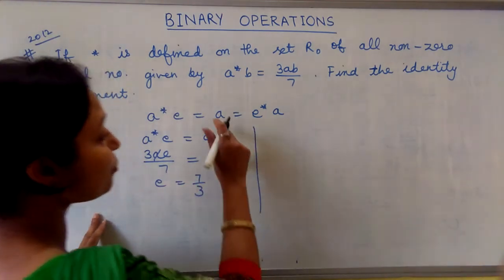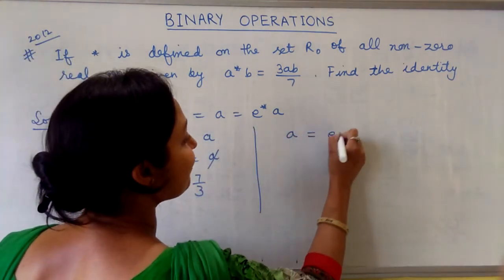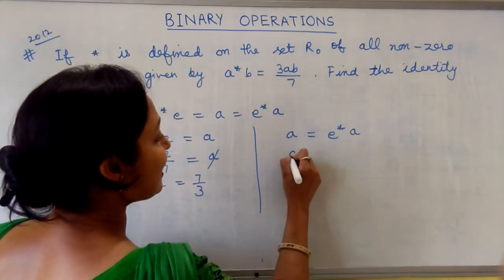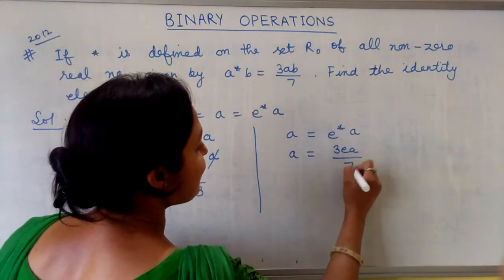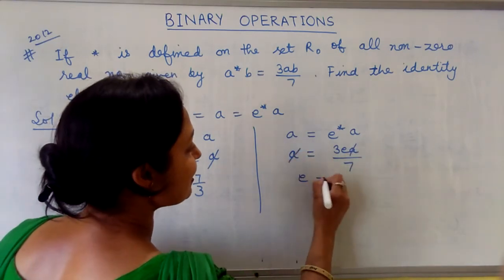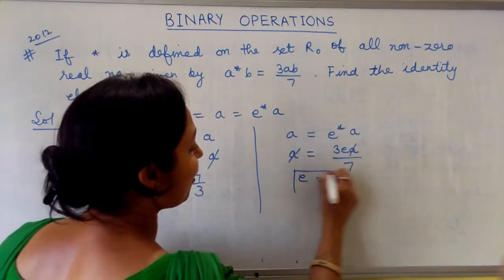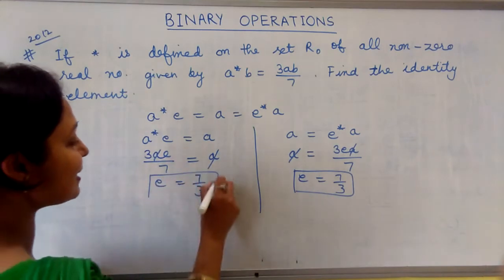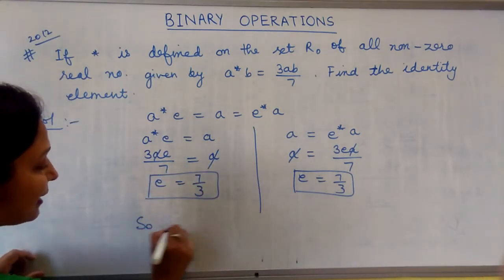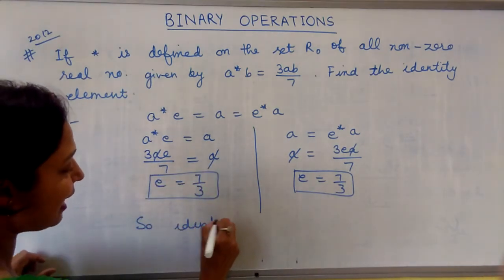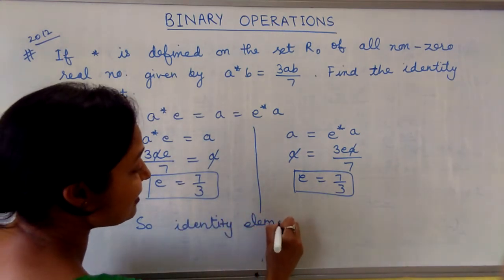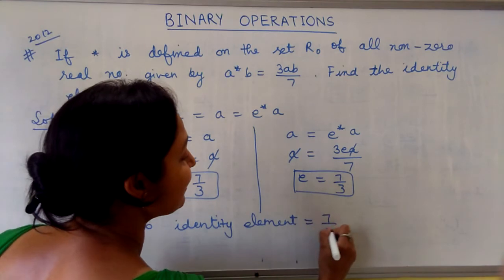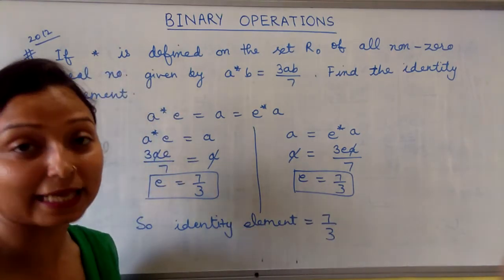If I want to start from this side, the answer will remain the same. A is equal to 3EA upon 7. A and A will cancel, E is equal to 7 by 3. From both sides we get the same value. So the identity element is equal to 7 by 3. So this is the identity element.